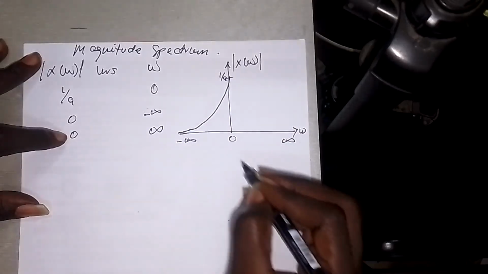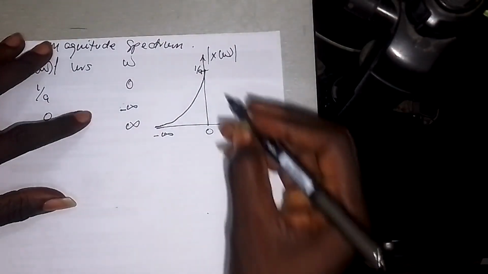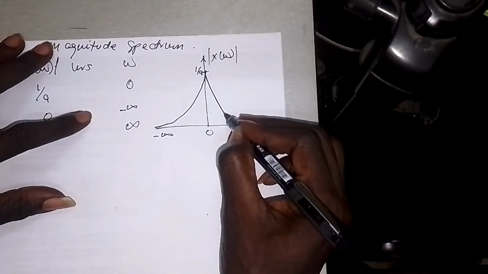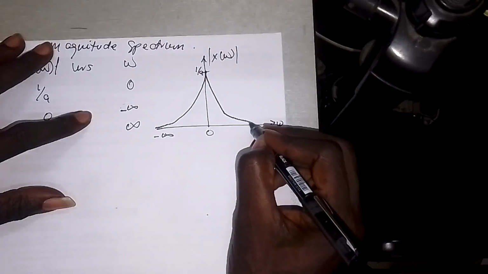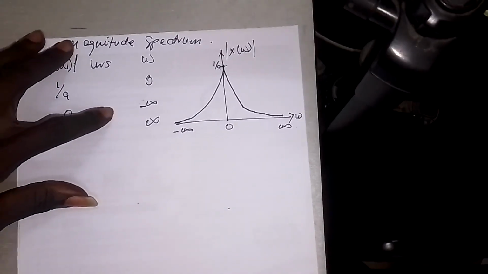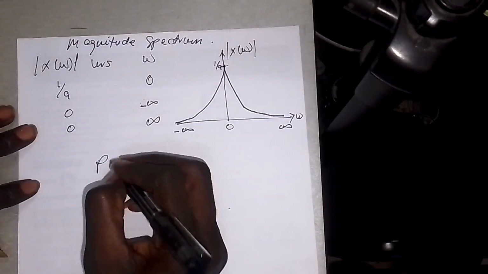One thing you have to note is that most of the time, the magnitude spectrum is always even, both for the Fourier series and the Fourier transform. Consider this one is even, and all the ones that we have so far drawn, they are even. Alright? So now let's go to the phase spectrum.